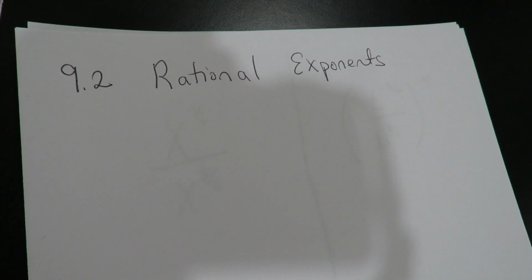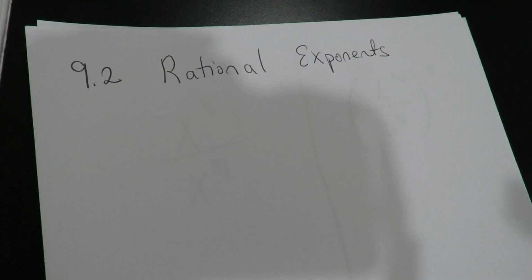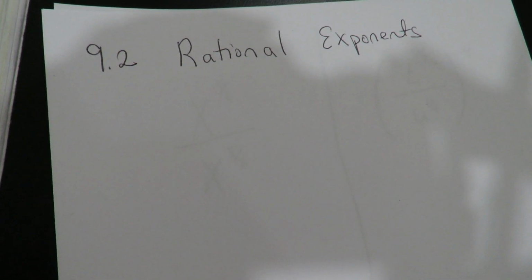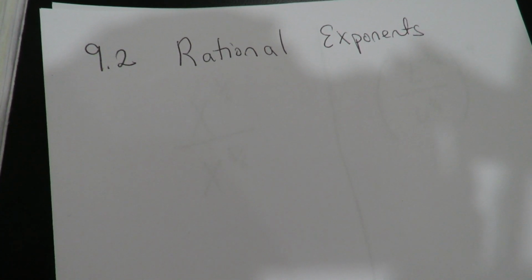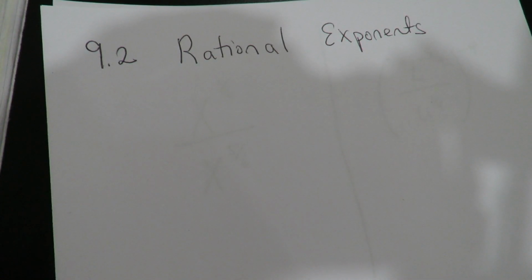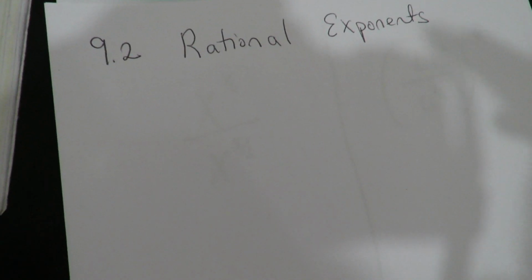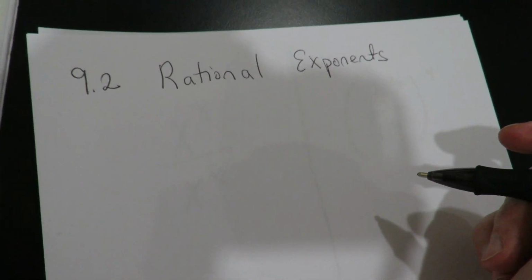Okay, hi, intermediate algebra. We're going to pick up with 9.2, which is rational exponents. Rational is the fancy word for fraction. So we're going to look at exponents that are fractions. That's what this section's about. But before I do that, let's just review the rules real quick with exponents.